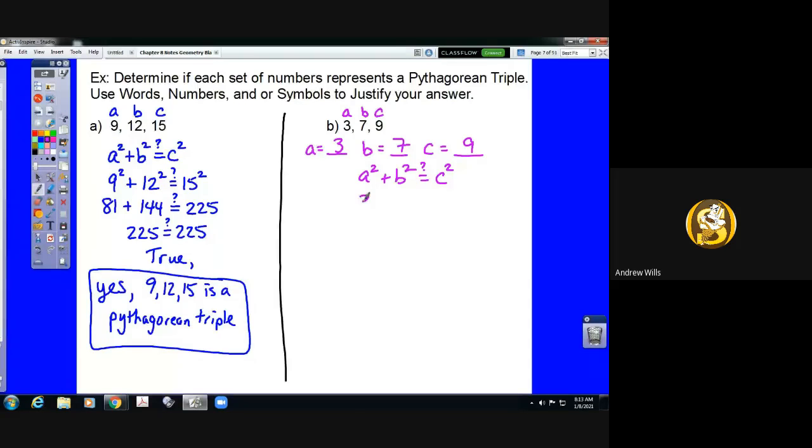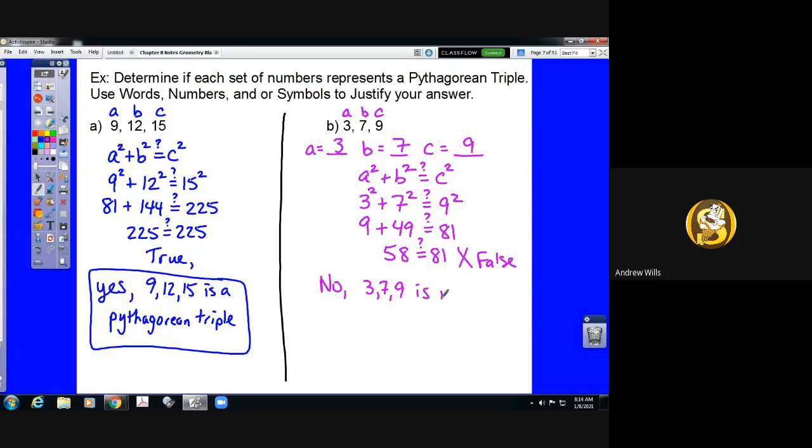So we would have 3 squared plus 7 squared, and we are asking ourselves whether or not that is equal to 9 squared. Now, you don't necessarily need to show this step here. You could go straight to 58. Is it equal to 81? And the answer to that is no, it isn't. That's a false statement. So the answer to our question here would be no, 3, 7, 9 is not a Pythagorean triple.